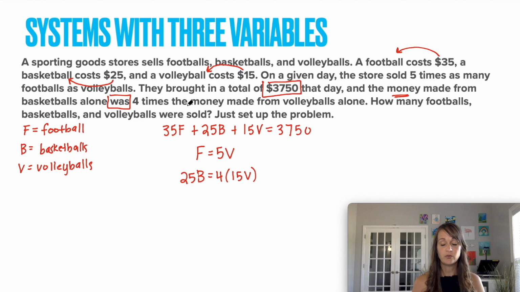But instead of dealing with syntax, just think about it logically. If $30 was made and basketballs was 4 times that amount, then you need to multiply that amount by 4, which is exactly what we did. The amount of volleyballs, you've got to multiply by 4 to get to the amount of money made for basketballs. So we now have our equations.